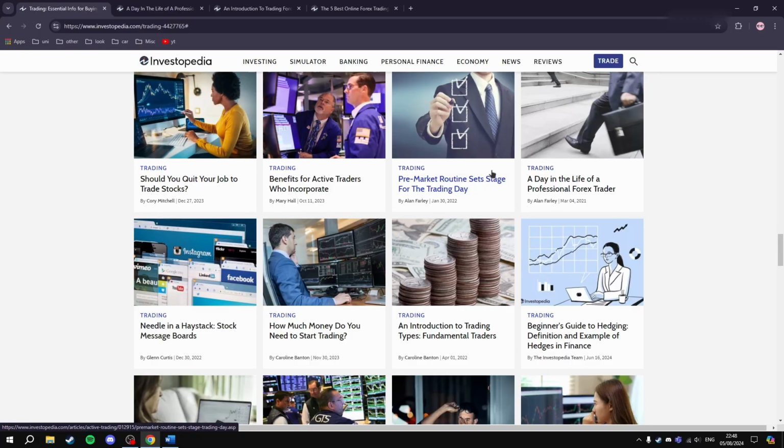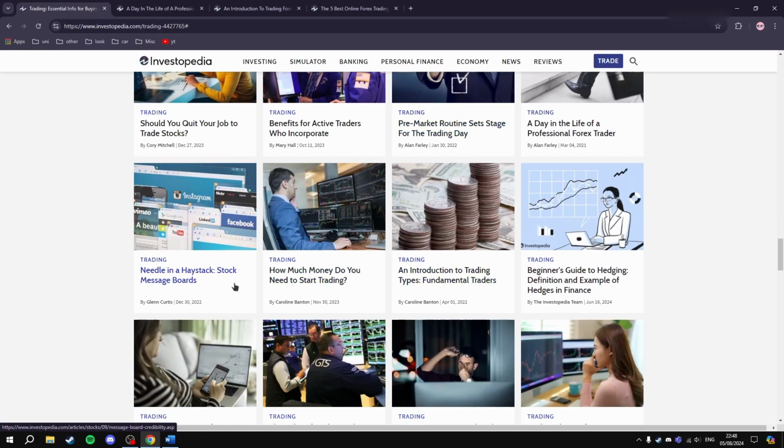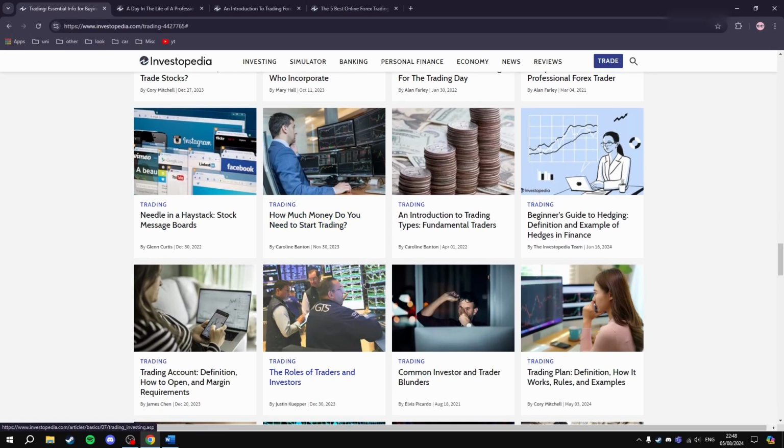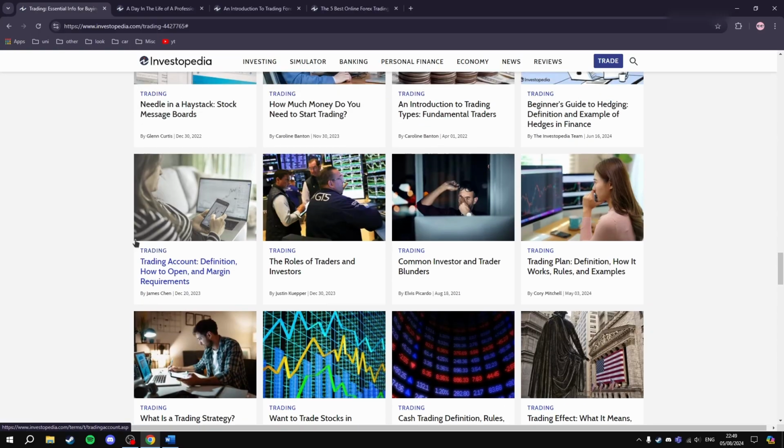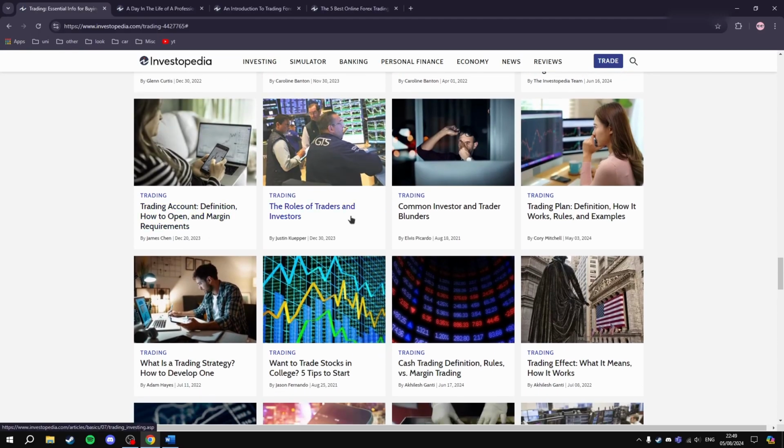Pre-market routine set stage for the trading day. Needle and haystack stock message boards. How much money do you need to start trading? Introduction to trading types, fundamental traders, beginner's guide to hedging, definition example of hedges in finance, trading account, definition, how to open and margin requirements, the roles of traders and investors, common investor and trader blunders, trading plan, definition, how it works, rules and examples.